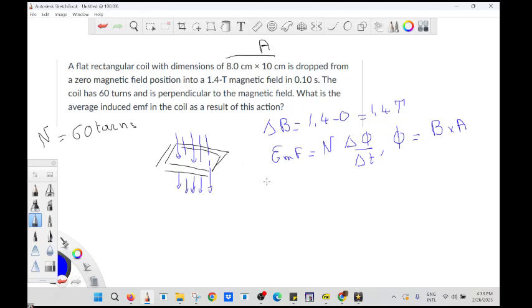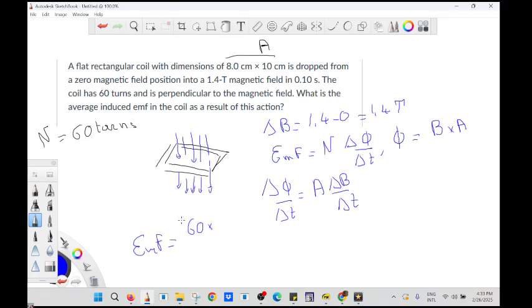Okay, so delta phi over delta t, in that case it's Faraday's law of induction. Delta phi over delta t is delta B over delta t, so the change in flux is because B is changing. So that will be delta B over delta t. So the EMF will be 60 times the area.